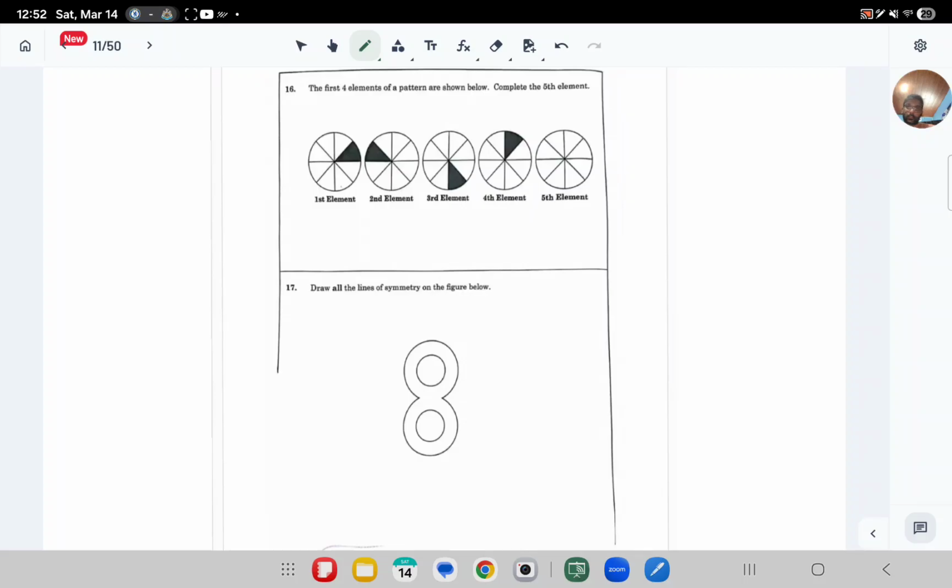Number 16, the first 4 elements of the pattern are shown below. Complete the 5th pattern. So it moved from there to here. So 1, 2, 3. Then it moves 1, 2, 3. So it will be here for the 5th one. Alright, it was moving 3 places.